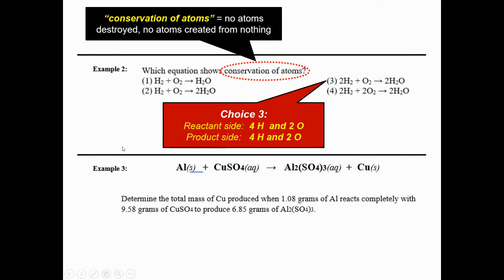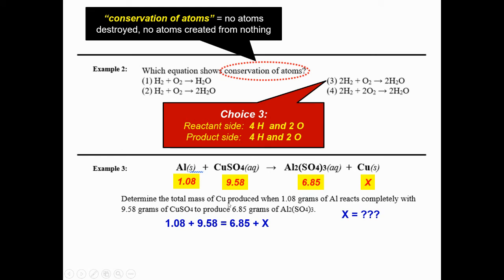Okay, here's one more example. Determine the total mass of copper produced when 1.08 grams of aluminum reacts completely with 9.58 grams of CuSO4 to produce 6.85 grams of Al2SO4. We can start filling in what we know. We are trying to figure out copper. That's our X. We know there's 1.08 grams of aluminum, 9.58 grams of CuSO4, and 6.85 grams of Al2SO4. Our equation is almost done. X is what we're trying to figure out.